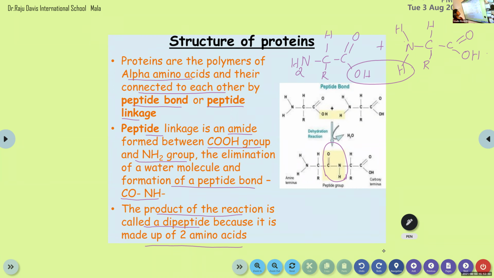Yes. So proteins are the polymers of alpha amino acids and they are connected to each other by peptide bond or peptide linkage. This peptide linkage is an amide formed between COOH group and NH2 group. The elimination of a water molecule and formation of a peptide bond, that is CONH. The product of the reaction is called a dipeptide because it is made up of two amino acids.